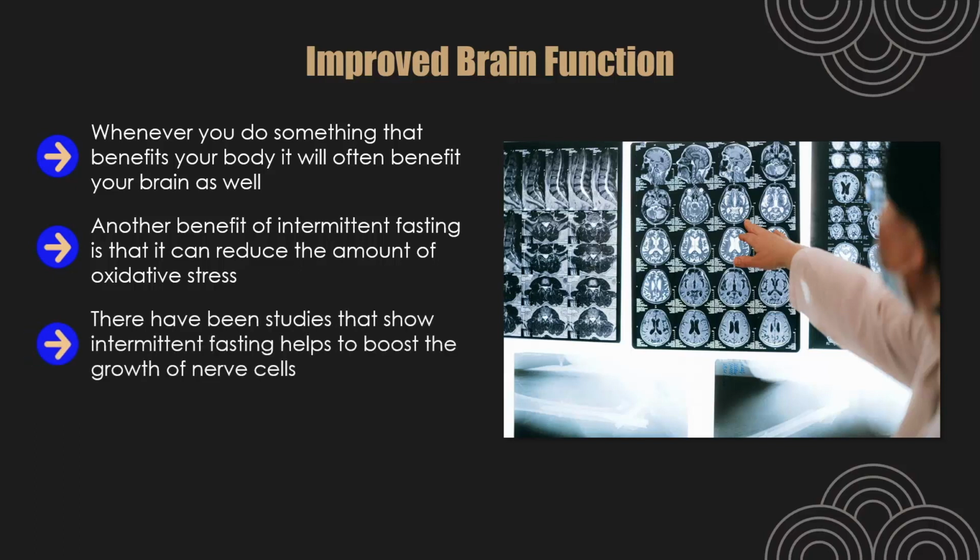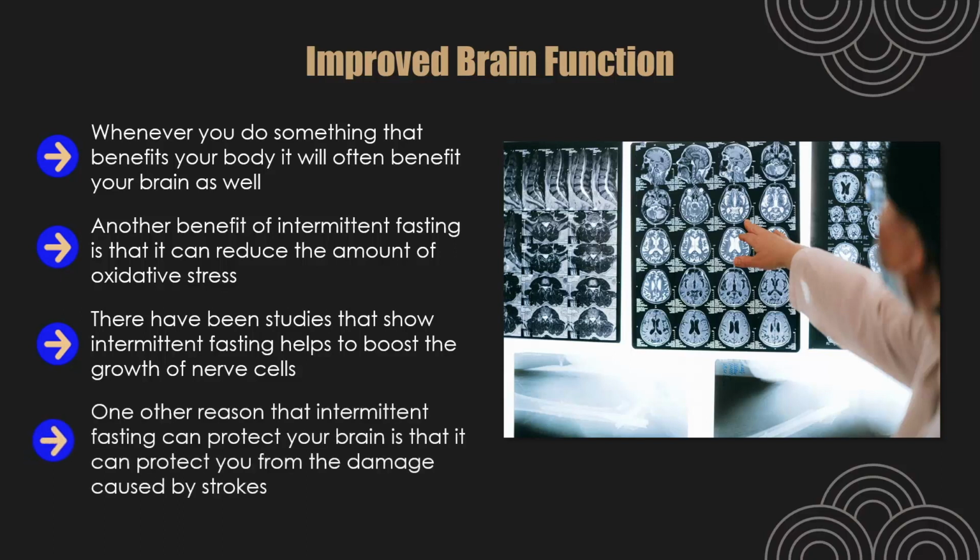There have been studies that show intermittent fasting helps to boost the growth of nerve cells. This also helps to enhance the brain. Fasting can also increase a brain hormone called brain-derived neurotrophic factor. If you have a deficiency with this hormone, then you are more susceptible to depression. One other reason that intermittent fasting can protect your brain is that it can protect you from the damage caused by strokes. So as you can see, intermittent fasting is a good way to protect and enhance your brain.